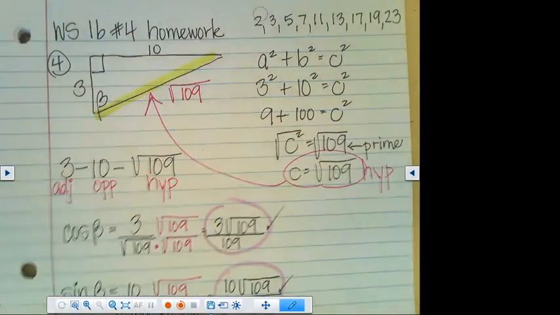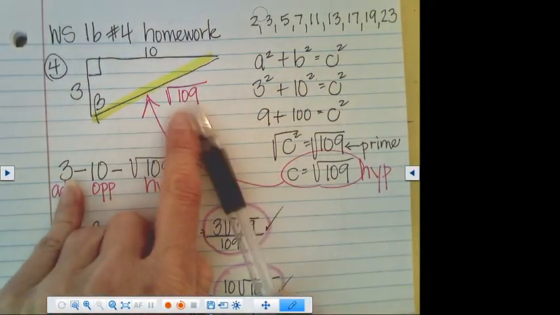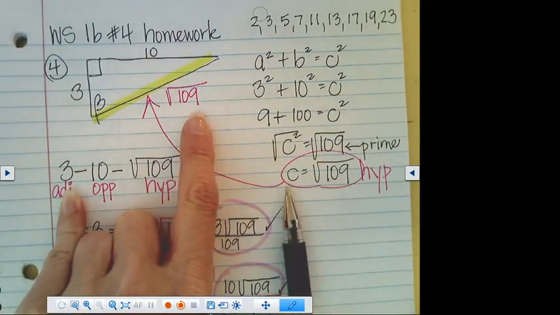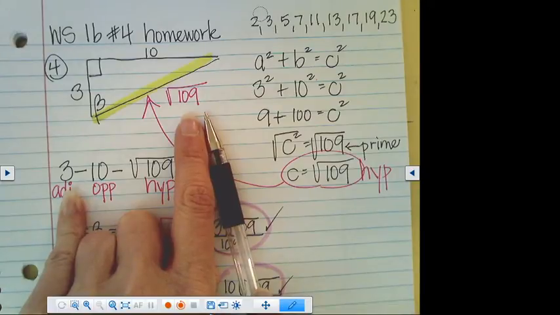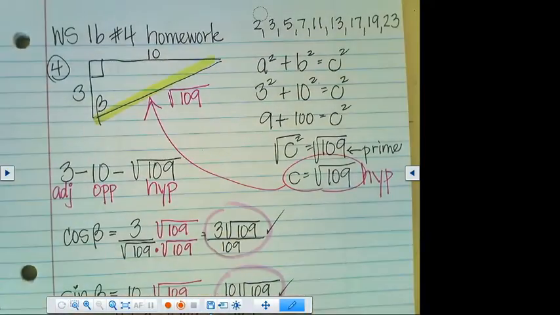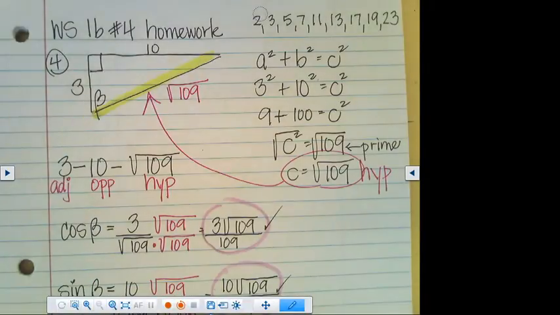Now, here's the deal though. Please, please, please don't use 109. It's not 109, it's the square root of 109. It's the square root of 109, okay? All right, let's do what we did just a second ago. The square root of 109 is a tad larger than what?